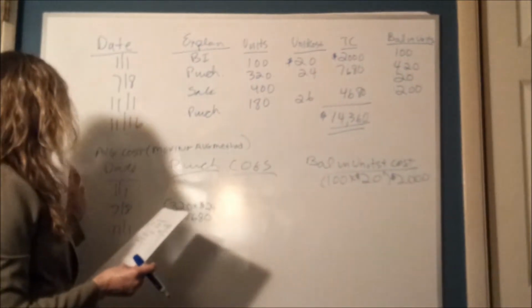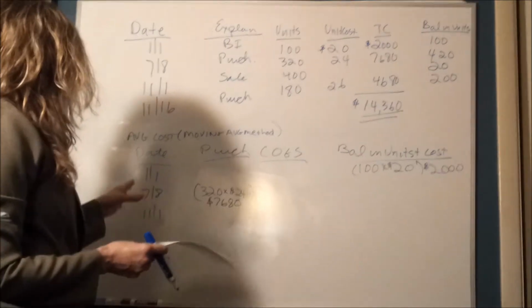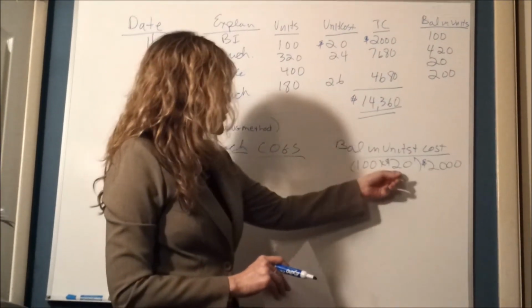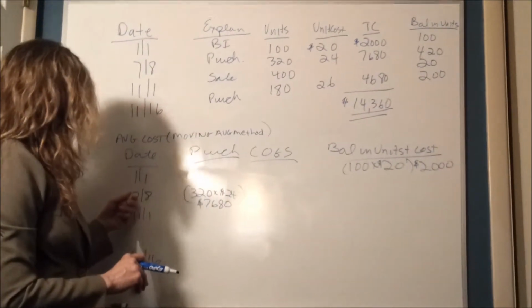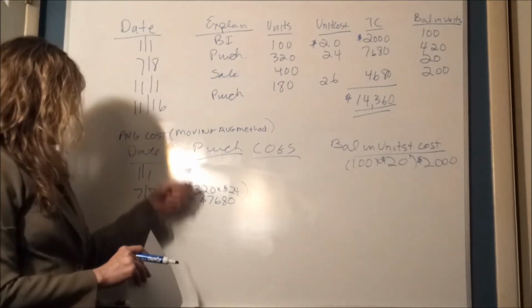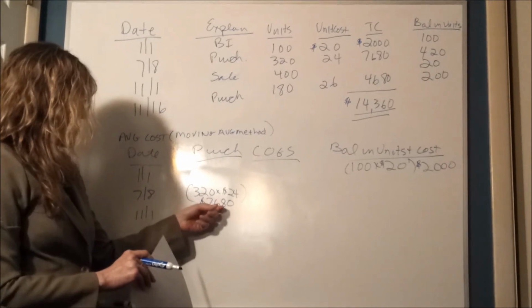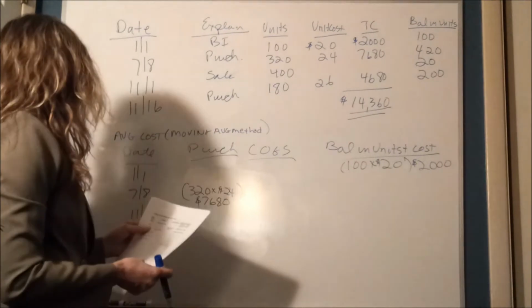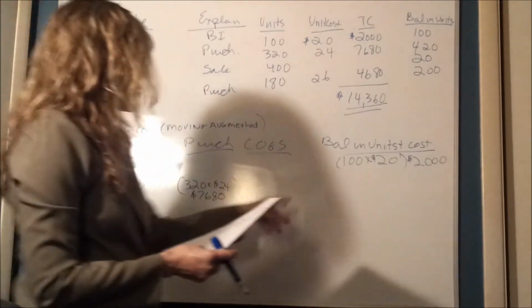The last item we're going to look at for perpetual inventory is our average cost method, which is called the moving average method. Again, beginning inventory was the same. We had 100 units at $20 a unit for $2,000, just the same as it was before. And for our purchases so far, the 320 items at $24 an item, we're going to show in purchases $7,680.